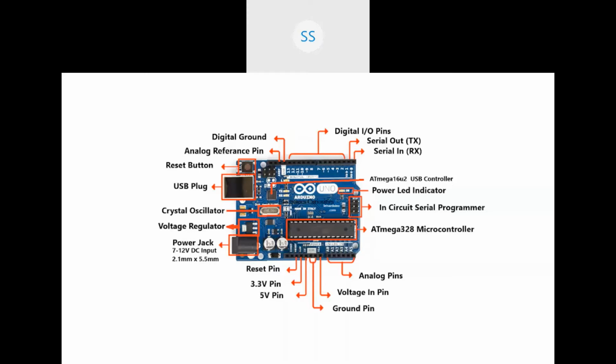What is the standard operating voltage of Raspberry Pi? Sorry, every time I'm talking about Raspberry Pi, it's about Arduino. What is the standard operating voltage of Arduino? For Raspberry Pi, the standard operating voltage is 5 volt. No.